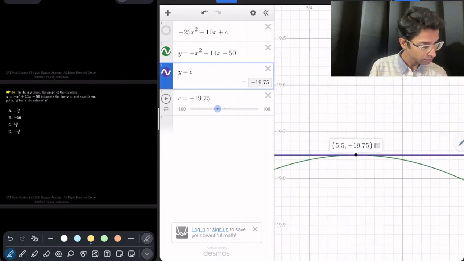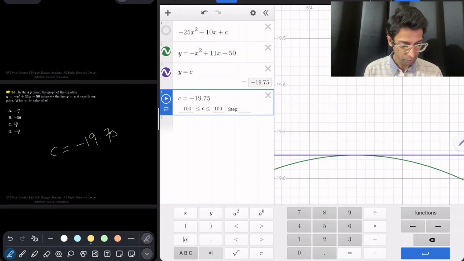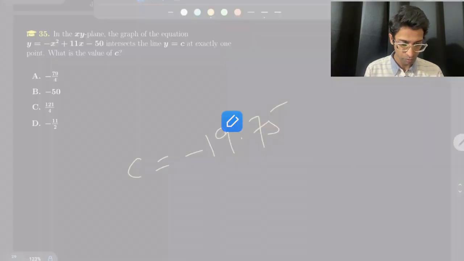Yes, that's the answer. Minus 19.75. Let's head on to the options. Shall we write it down? C equal to minus 19.75. Let's head on to Desmos.